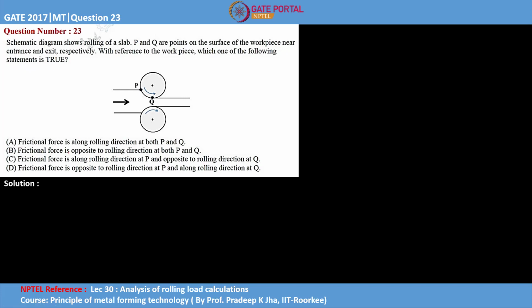Option A. Friction force is along rolling direction at both P and Q. Option B. Frictional force is opposite to rolling direction at both P and Q. Option C. Frictional force is along rolling direction at P and opposite to rolling direction at Q. And option D is frictional force is opposite to rolling direction at P and along the rolling direction at Q.